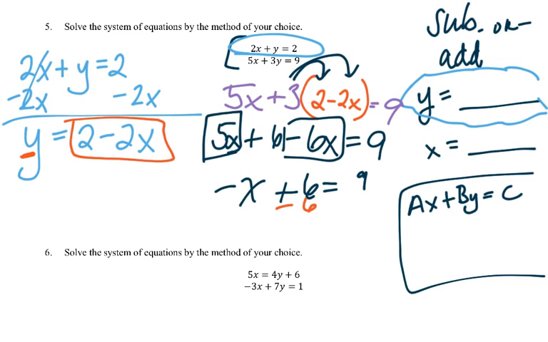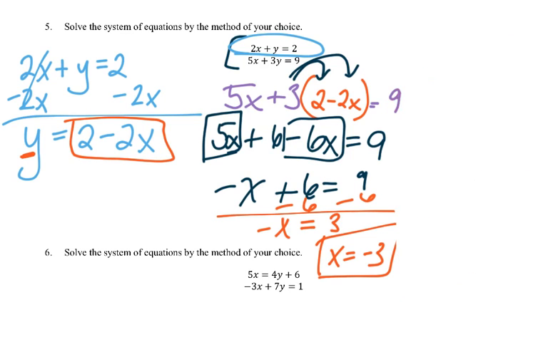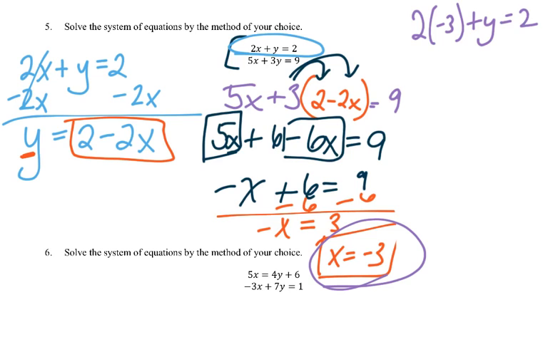Subtract 6 from both sides, because at this point we're solving for x, and I get negative x equals 3. Divide both sides by negative 1, and I get x equals negative 3. Now that I've solved for x, I can go back into the first equation and replace the x with negative 3. So I have 2 times negative 3 plus y equals 2, and I solve for my y value.